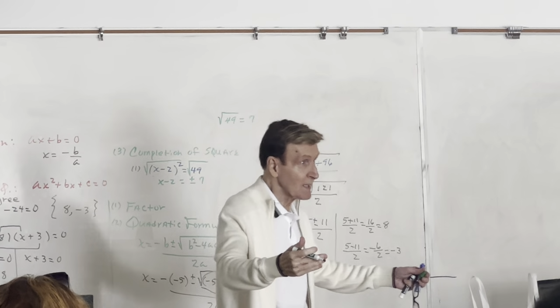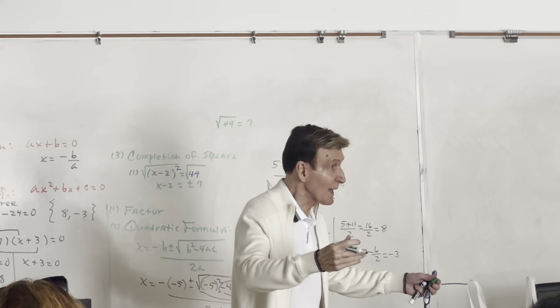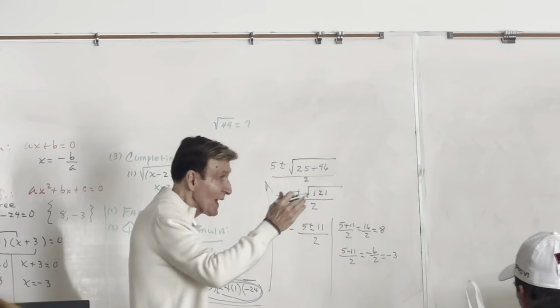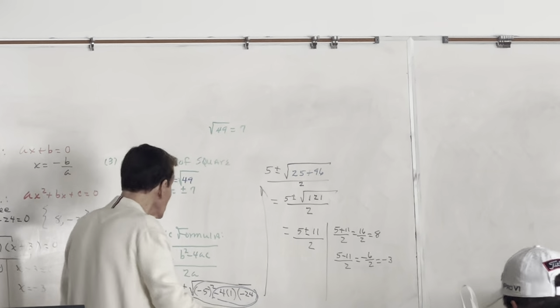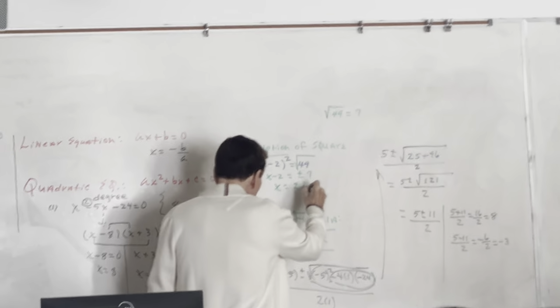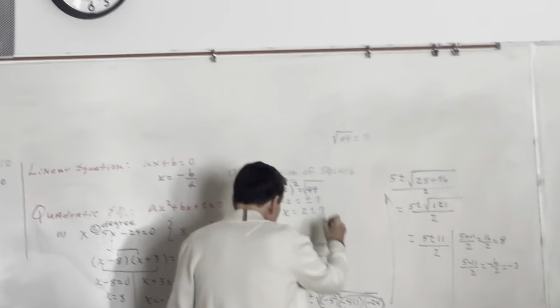Because the degree is 2, which implies how many answers must I get? 2. I won't get 2 answers unless I put plus minus. That's the only time I do it. Now to solve for x, move that 2 over by adding. Good response. You will end up with 2 plus minus 7.